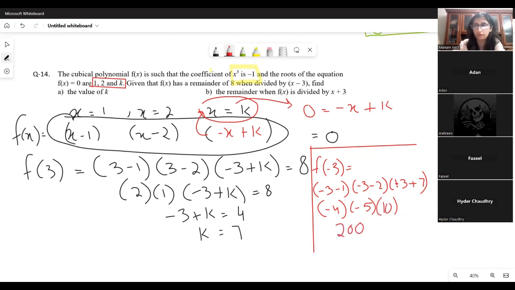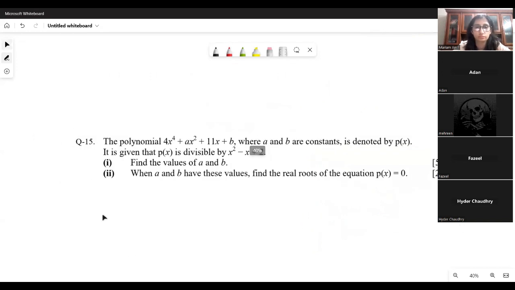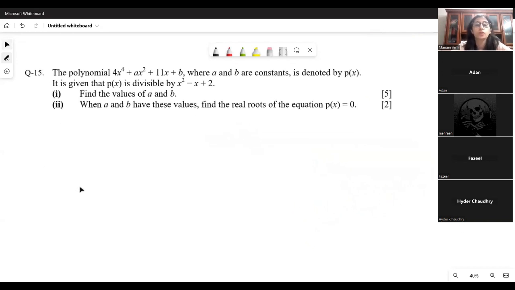Heather, have you found your mistake or were you getting 200? I found it. Okay, last question and then inshallah we start the modulus function. The polynomial, where a and b are constants, is denoted by p(x). It is given that p(x) is divisible by x square minus x plus 2. Find the values of a and b.